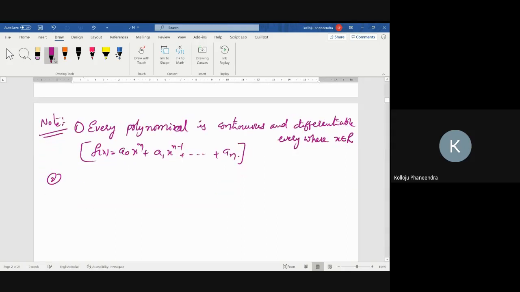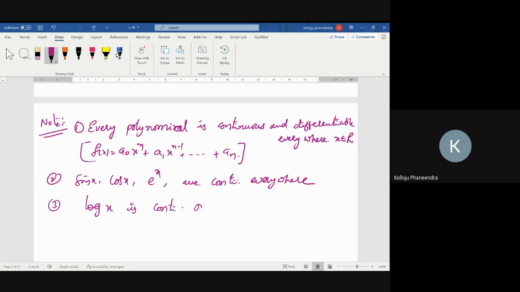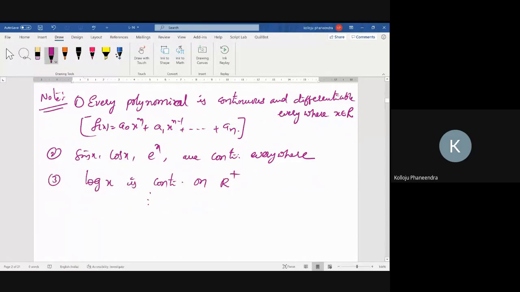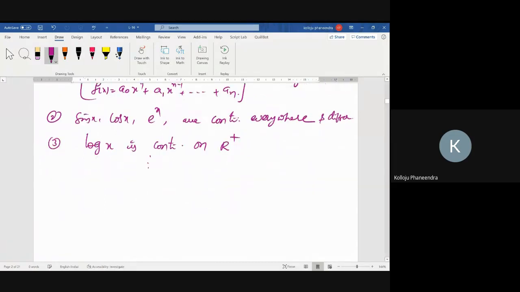And the second one: sine function, cosine function, e power x function are continuous everywhere. These are standard forms. And log x is continuous on positive real numbers. Some standard functions are always continuous and differentiable functions. These are also continuous everywhere and differentiable. And the next one is Lagrange's mean value theorem.